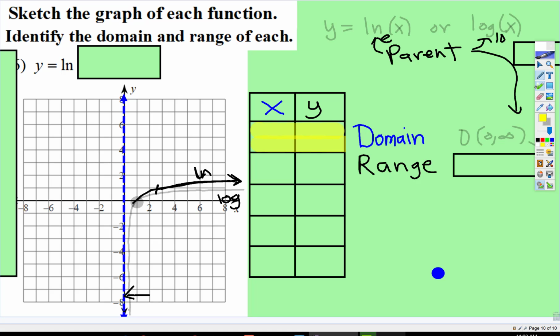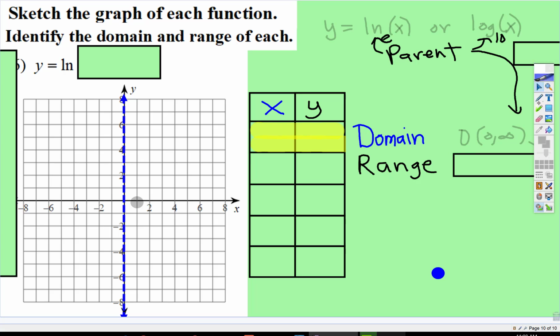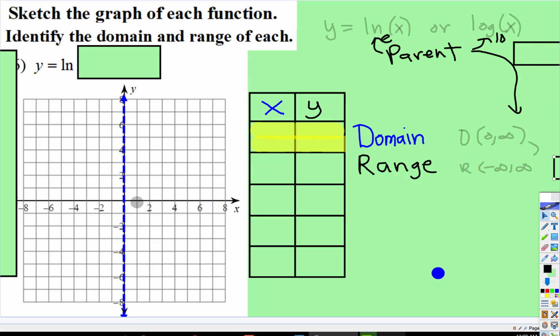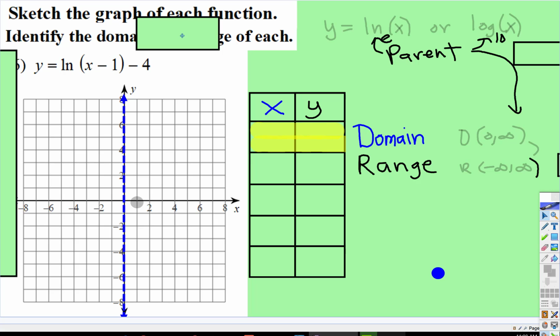And now let's look at the range. The range is coming from negative infinity, and even though it's turning, it is still going up. So for the log graph, log or natural log, the range, it doesn't matter how it's been transformed, the range will be negative infinity to positive infinity all the time. But now we have a transformation.